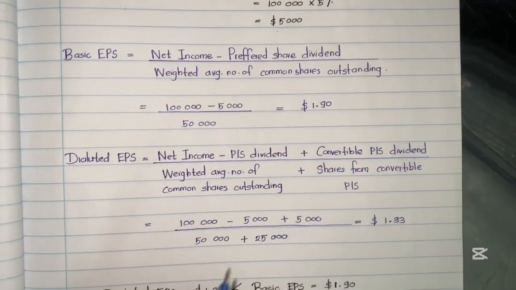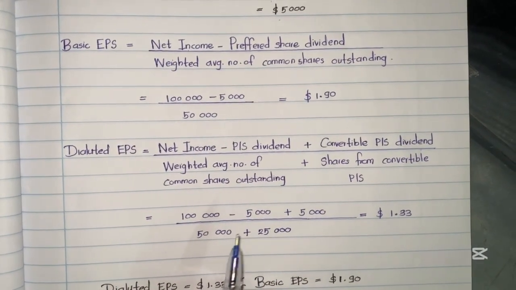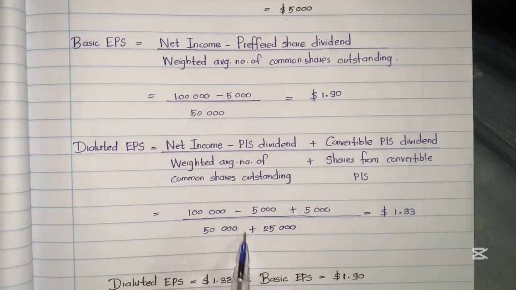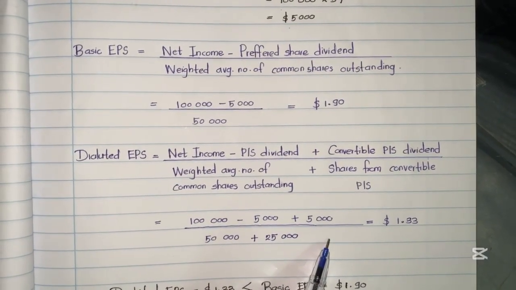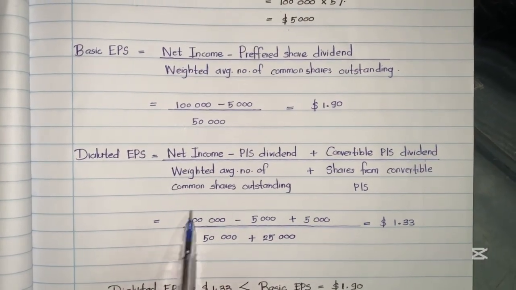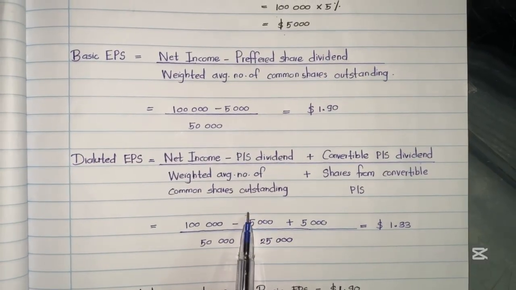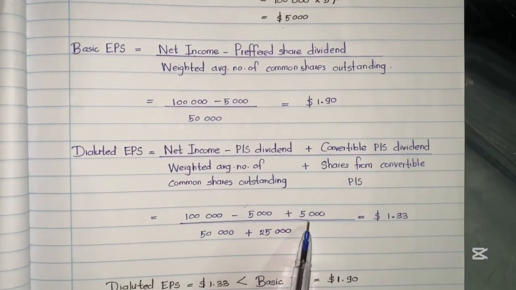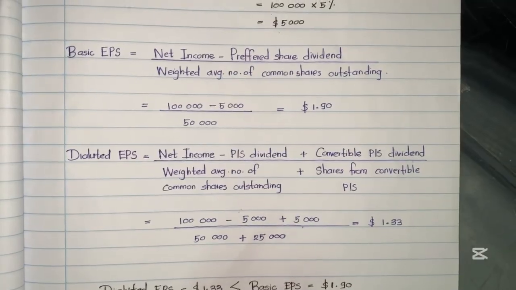If the 1,000 preferred shares are converted, they become 25,000 new common shares. So total common shares is 50,000 plus 25,000, total is 75,000. So net income is 100,000 minus preference share dividend of 5,000, and we add back the convertible preference share dividend, that is 5,000. So the answer is 1.33.